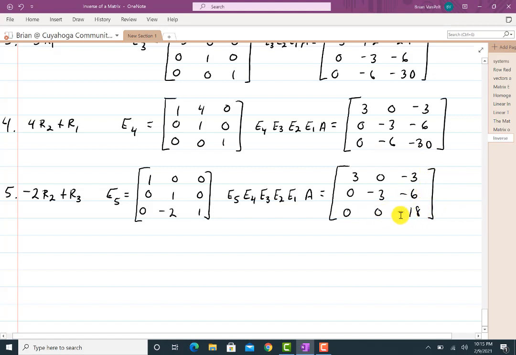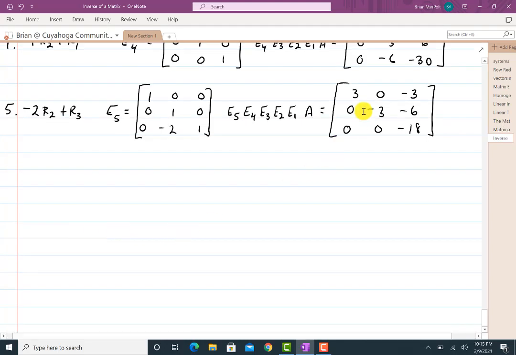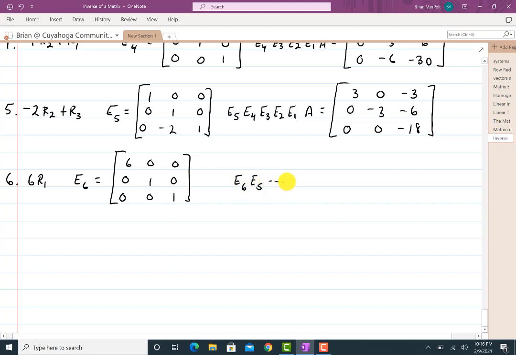And once again, it would be tempting to use a fraction of this to wipe out the other things, but that's not what I originally did. So I'm going to keep going and doing one thing at a time. What I ended up doing was I multiplied the first row by 6 and then the second row by 3. Now I think what I'll do then, to save myself some space, E6, E5, and I'll go dot, dot, dot, E1A.